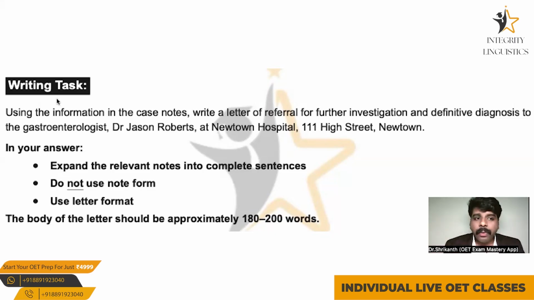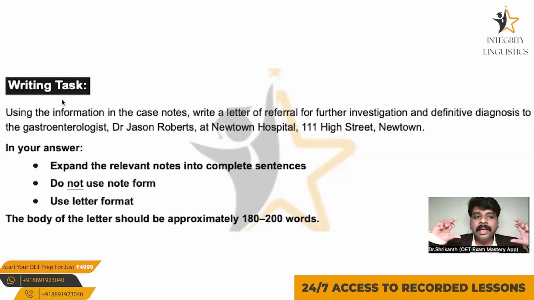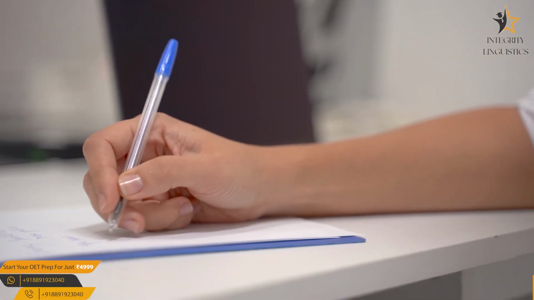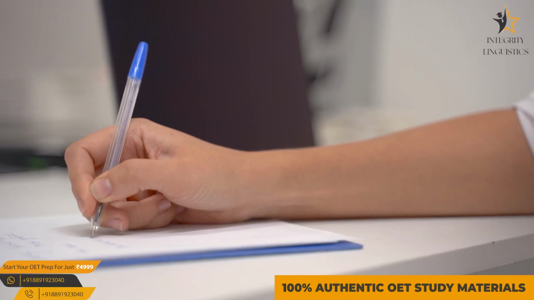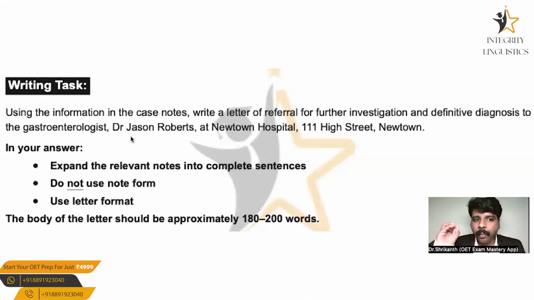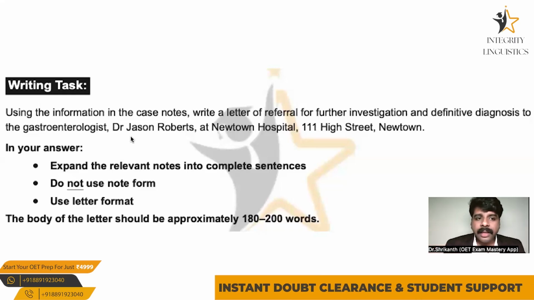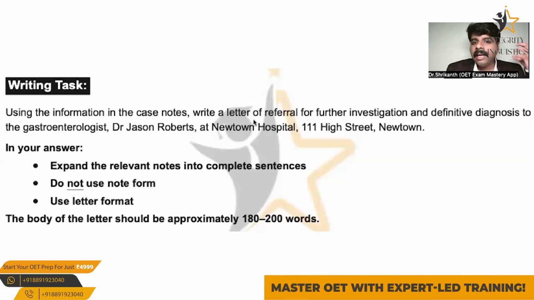Now, this is the most important part of the question paper. Here they have written writing task. So this is the last portion of your OET question paper. And in the writing task, as you can see over here, they have given you a duty. So task basically means a job that you have to do, a duty. So what is your duty here? Your duty here, what the OET people want from you, is to use the information in the case notes. So we saw the patient case notes. What the OET people want is that they want you to write a letter of referral. Okay, so you're writing a referral letter.